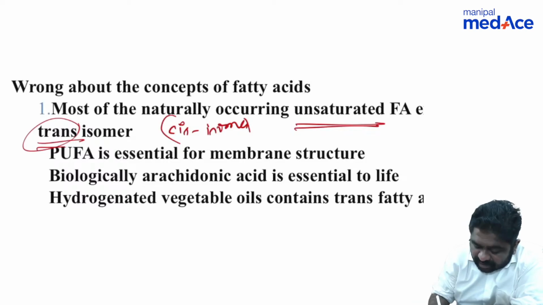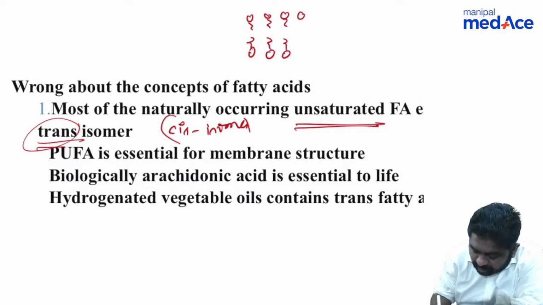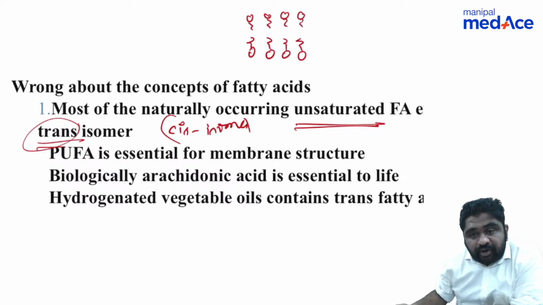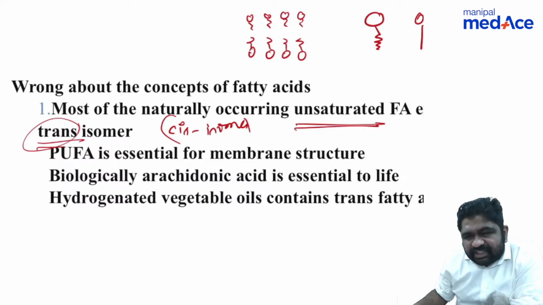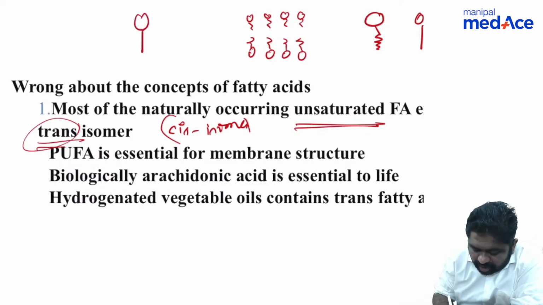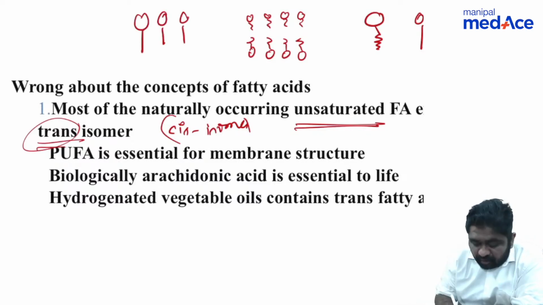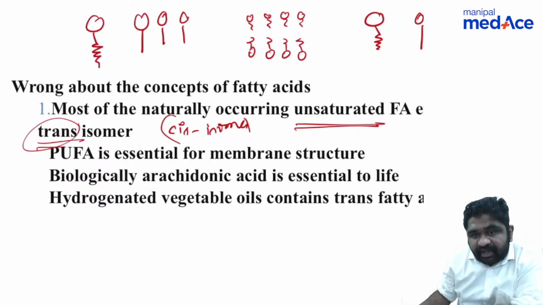structure. Why? Imagine whenever you draw a phospholipid bilayer, this is the phosphate head, and you will be having a fatty acid. This is phosphatidic acid, this is a fatty acid. If it is a saturated fatty acid, you will be drawing the lines like this. Whenever you draw the lines like this, it speaks about unsaturation.